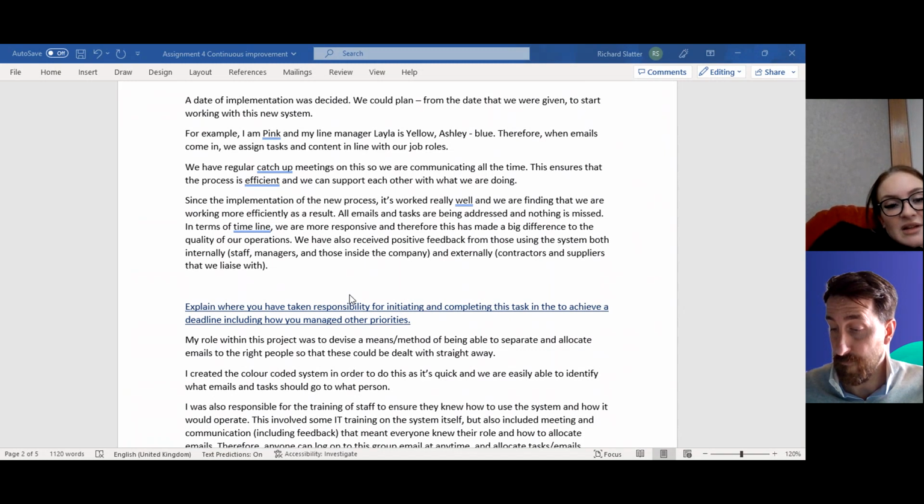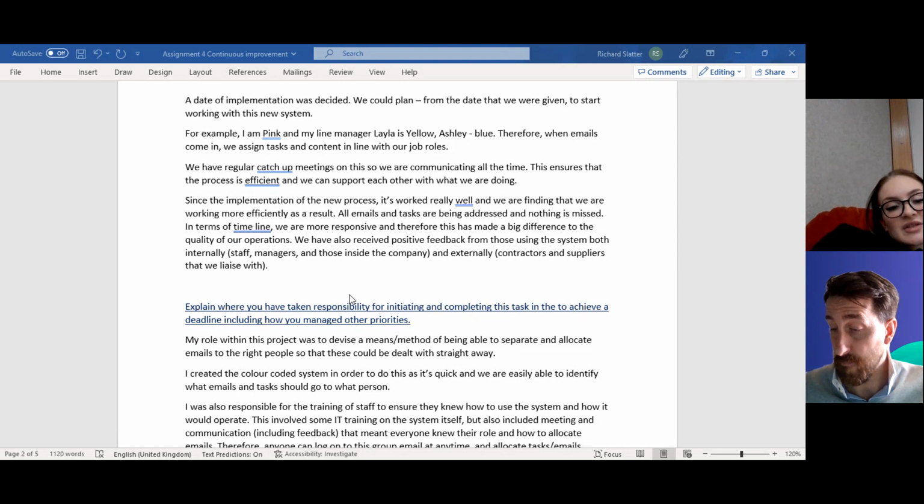We'd have regular catch-up meetings on this, so we are communicating all the time, and it ensures that the process is efficient and we can support each other with what we are doing. If someone called Ashley into a meeting that day, I would take a couple of her emails so she wasn't too overrun with emails. But I think since the new process, it's been working really well. Nothing's getting duplicated, nothing's getting missed. It's made a big difference.